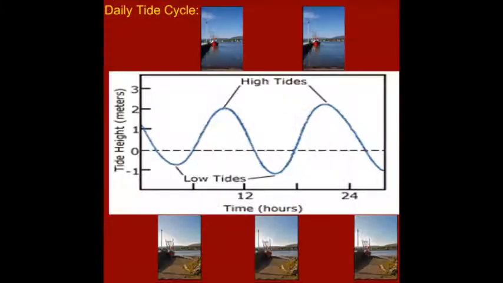or a high tide. Throughout the day, every 6 hours, we change from low tide to high tide, which means that from one high tide to the next is 12 hours. We have 2 high tides and 2 low tides every day.